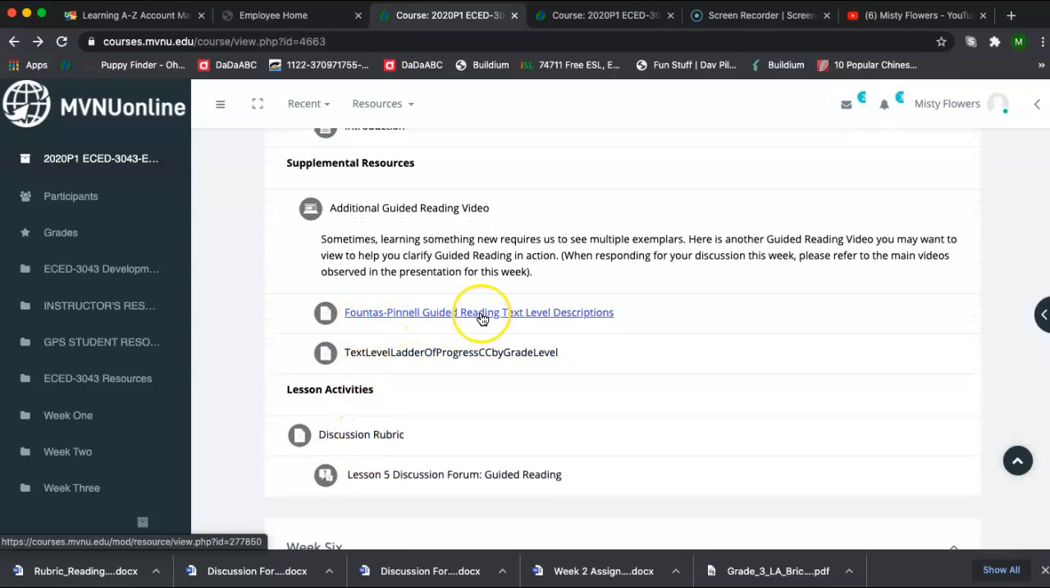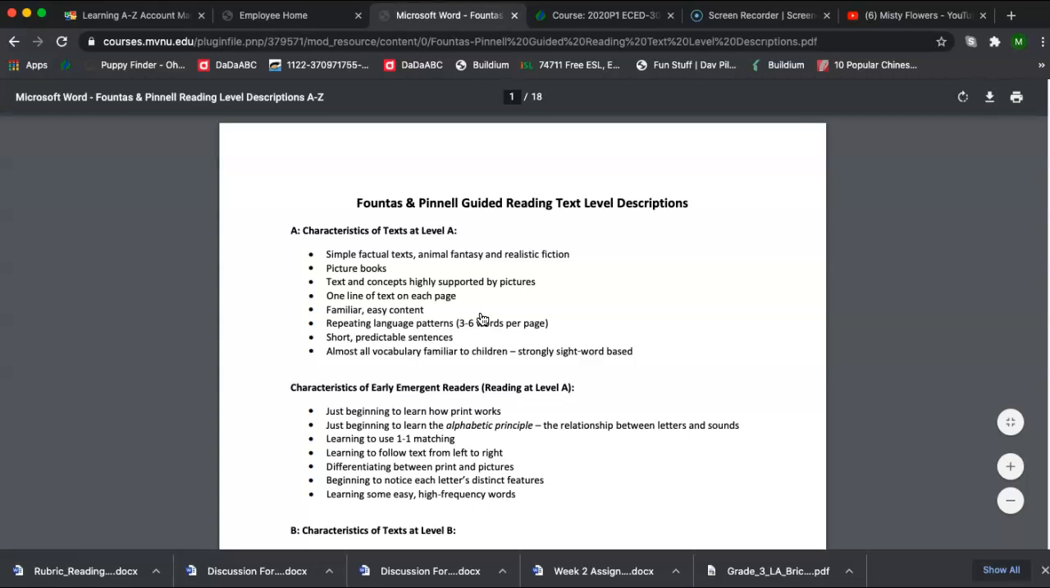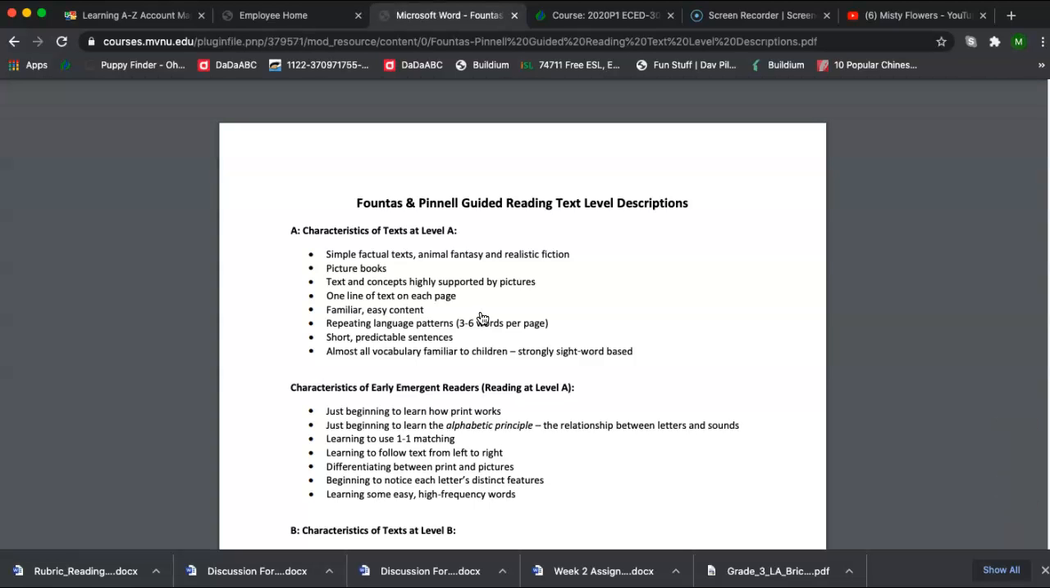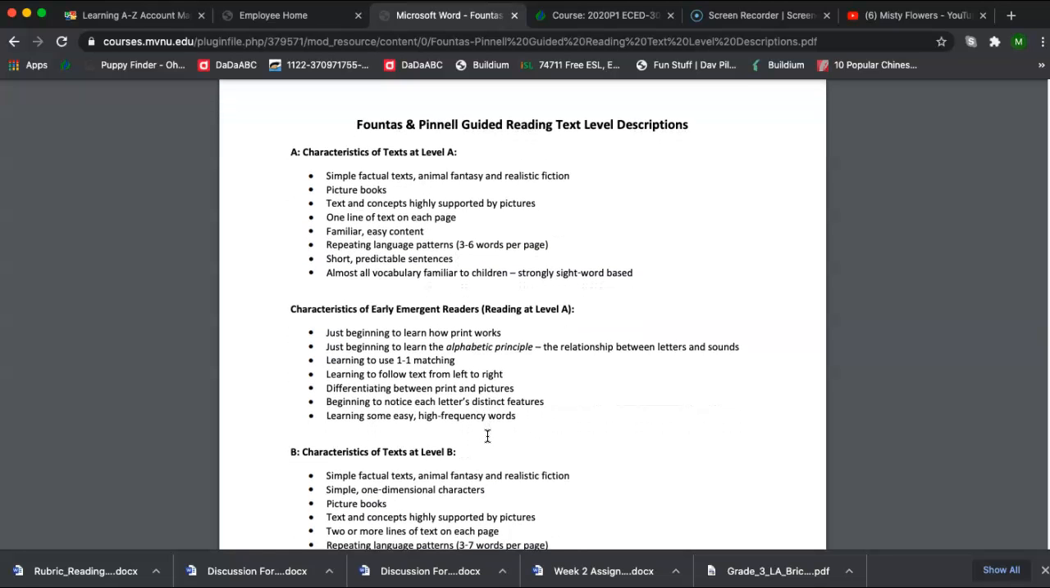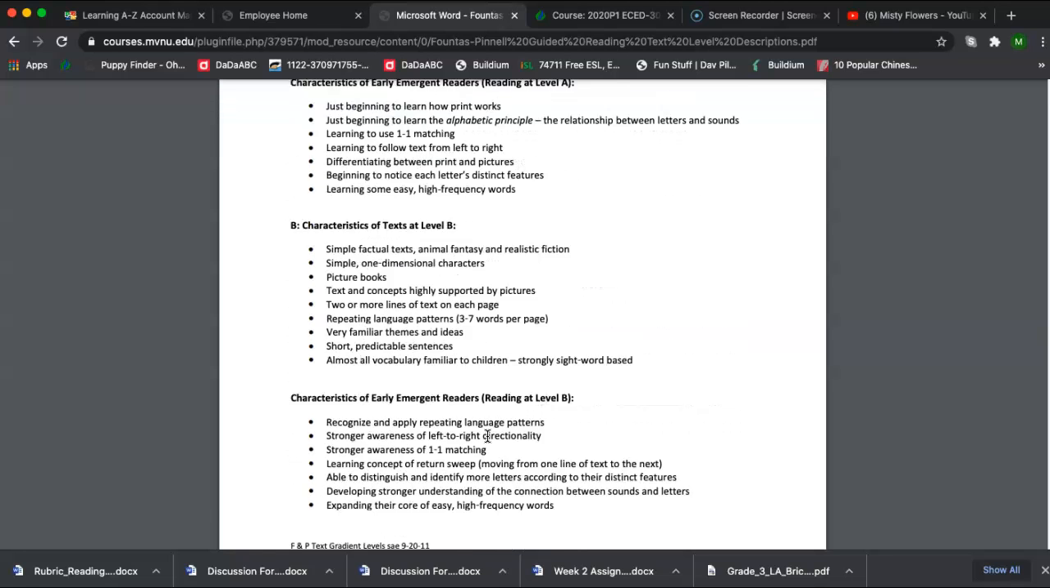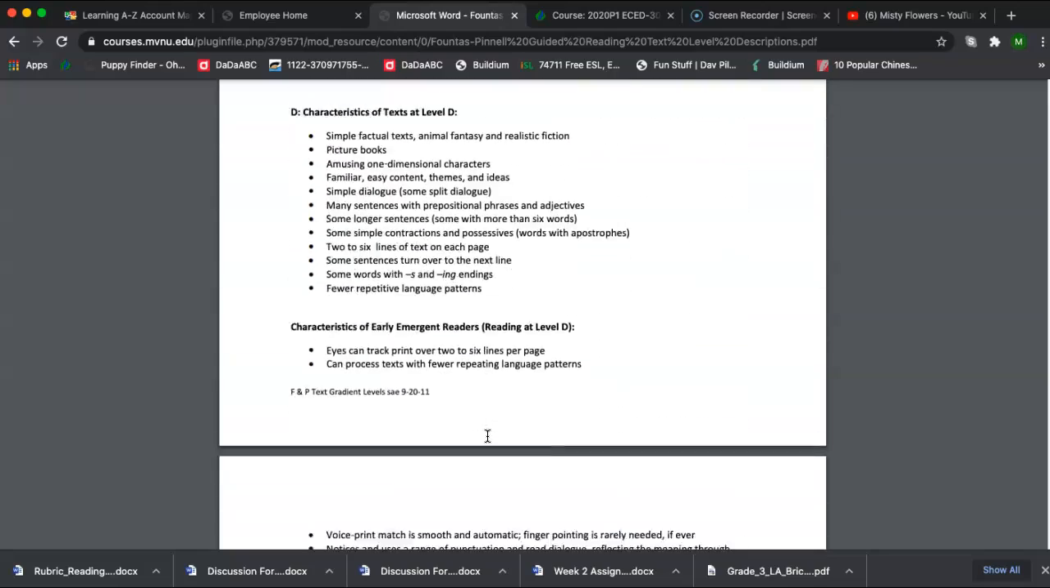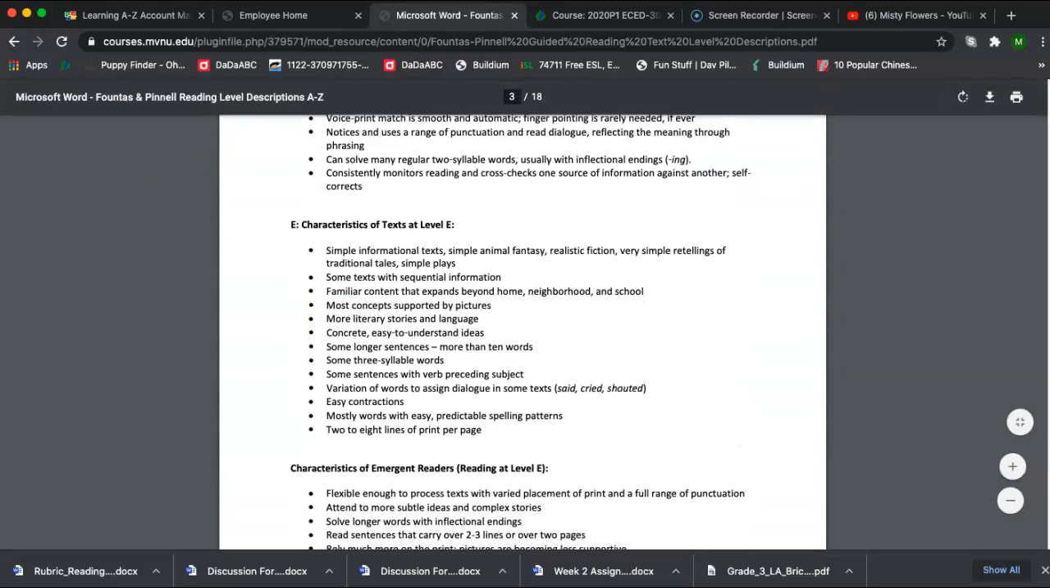Their text level descriptions, like characteristics of text at level A. What do they look like? What does reading at level A look like? And they do that through the levels.